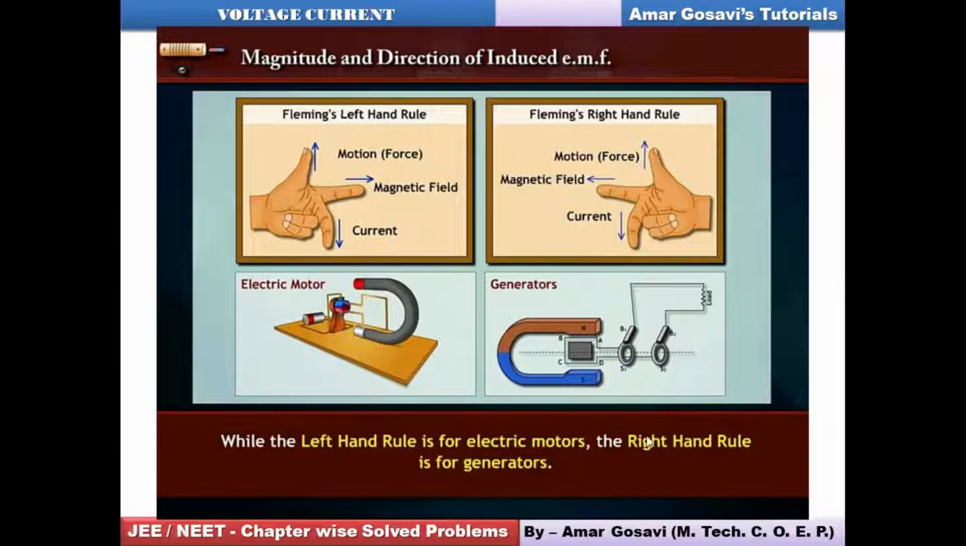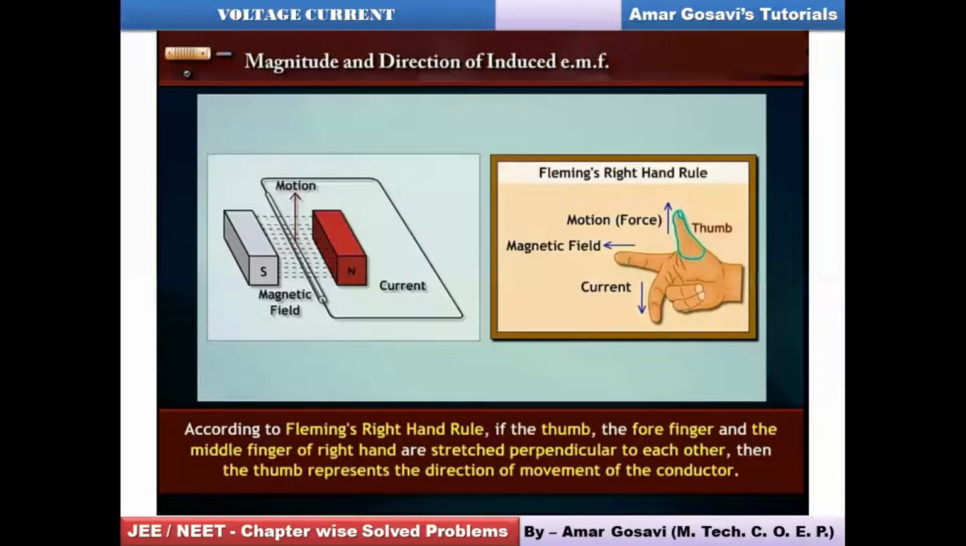Obviously, now this induced EMF will always be depicted in terms of Lenz's law. Always. Okay, let's proceed forward. Here you can see, according to Fleming's right-hand rule, the thumb, forefinger, and the middle finger are stretched perpendicular to each other. The thumb gives you the direction of force, the index finger the magnetic field, and the central finger gives you the direction of current.